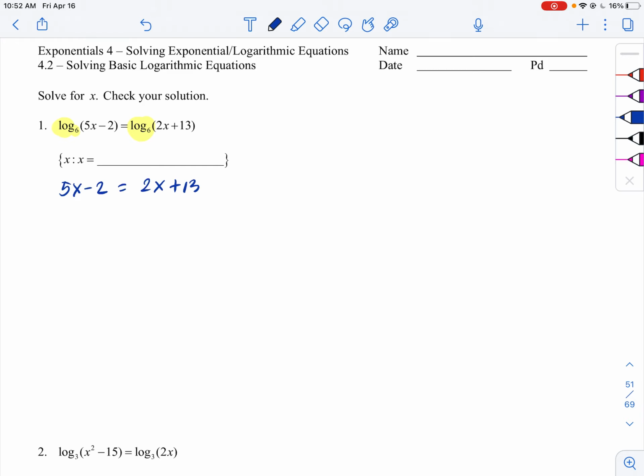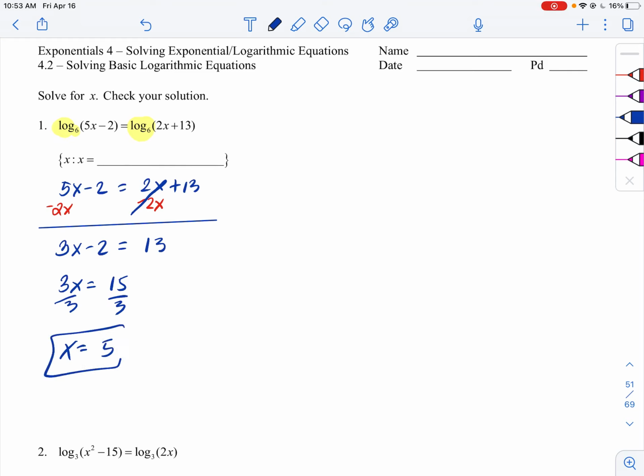So I'm going to subtract 2x on both sides. Let's do it one by one so that you don't get confused. We have 5x minus 2x, so that is 3x minus 2 equals 13. And then we can really see that we have to add 2 on both sides. So that's 3x is equal to 15. And then, of course, we divide by 3 on both sides. x is equal to 5.